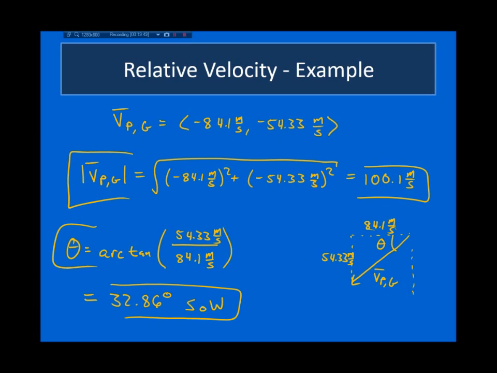And again, if we think back, the air around the plane was traveling 30 degrees north of east. So if we just reversed that, we'd say the plane was traveling 30 degrees south of west, but we can see now that's actually not the case. The plane's traveling 32.86 degrees south of west.